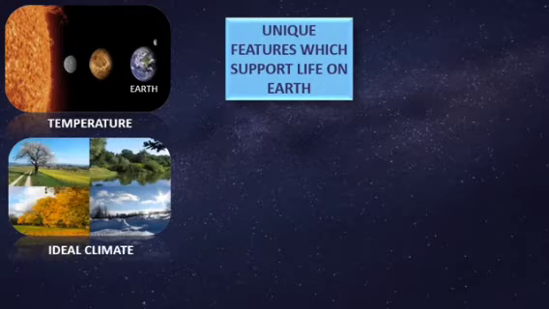Due to its suitable distance from the Sun, the Earth has ideal climate which supports life. The climate is not the same everywhere on the Earth. We can observe snow-covered mountains, high rainfall regions, deserts, etc. We also experience various seasons such as summer, winter, rainy, autumn, isn't it? All these changes occur due to the ideal climate of the Earth.